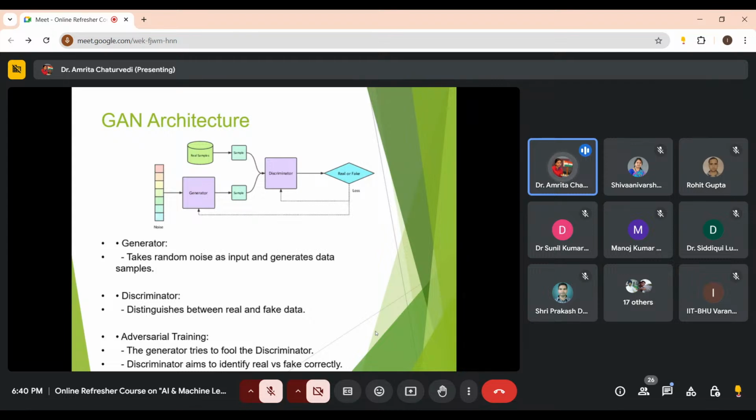Then these samples, along with the real samples, are sent to the discriminator. The discriminator distinguishes between the real and fake data. So this is the type of adversarial training in which the generator is trying to fool the discriminator by creating similar samples, and the discriminator tries to identify the real and fake as closely as possible.